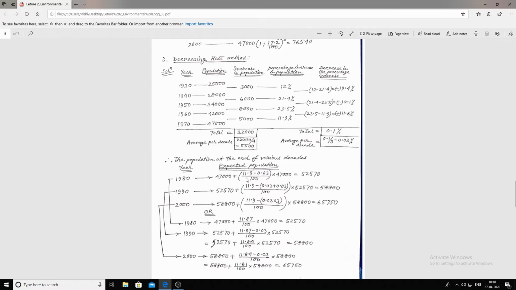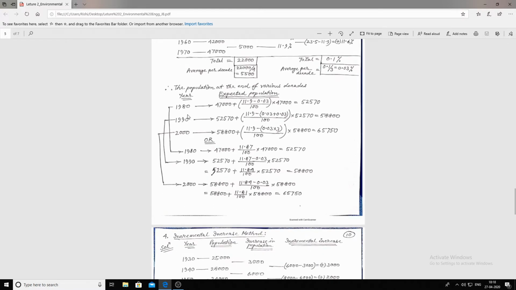Therefore, the population at the end of various decades, 1980: the 1970s population is considered the baseline population, 47,000, plus 11.9 minus 0.03. 11.9 was the last decade's percentage increase in population, and the decrease is 0.03. That is why it is 11.9 minus 0.03, which is equal to 11.87, applied to the initial baseline population of 47,000. So, the total value gives the expected population at the end of year 1980, which is 52,570.